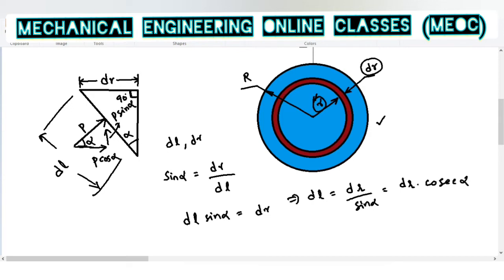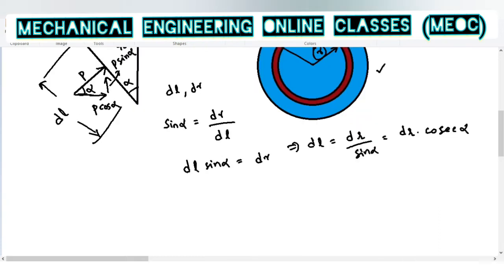Now let us write the area of the elemental ring, which is indicated as dA. dA is 2 pi r into dl, where the slant length is considered. 2 pi r is the circumference, multiplied by another length, the slant length, which will give you the area. So I can replace dl with dr cosecant alpha.